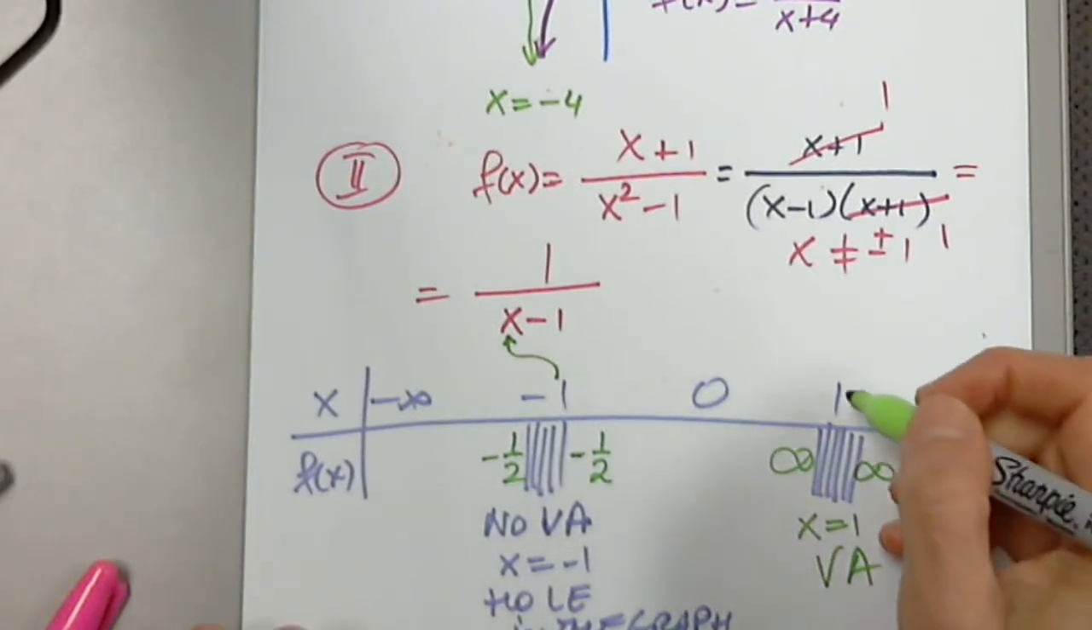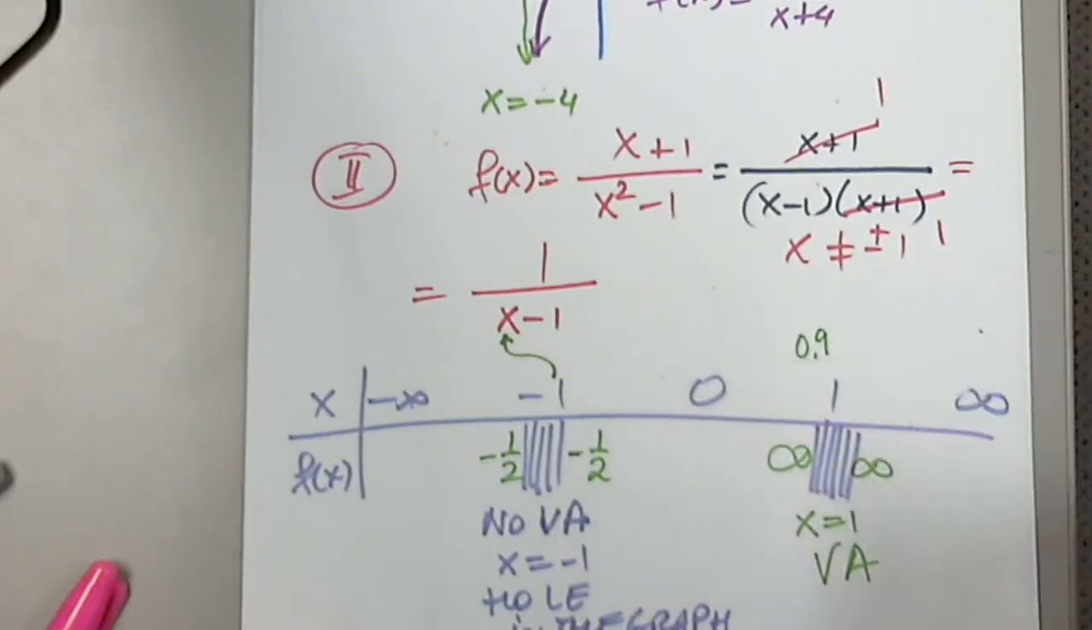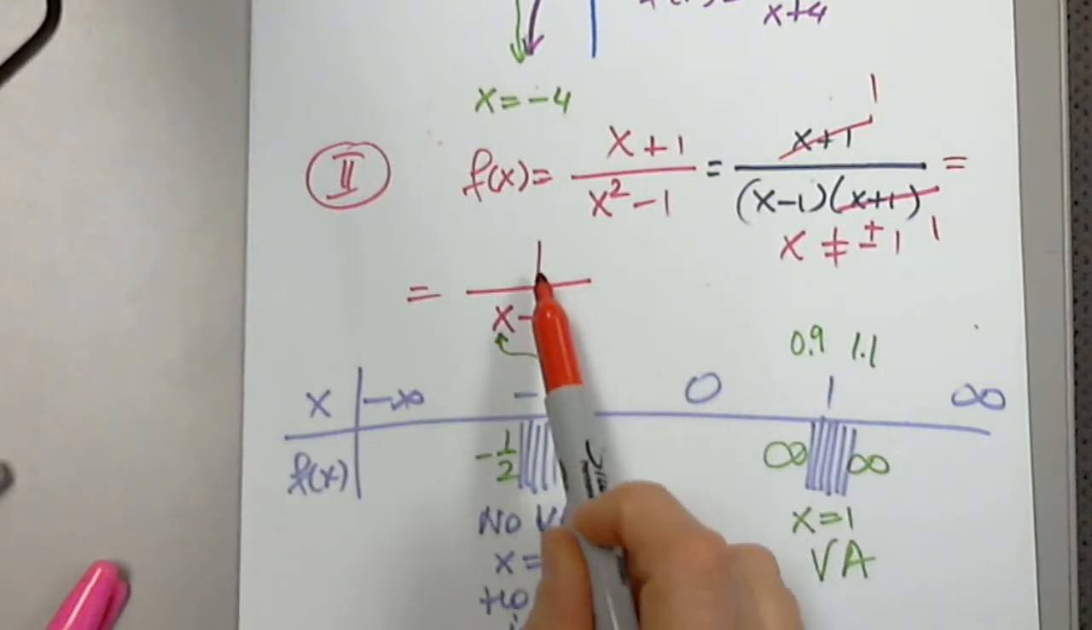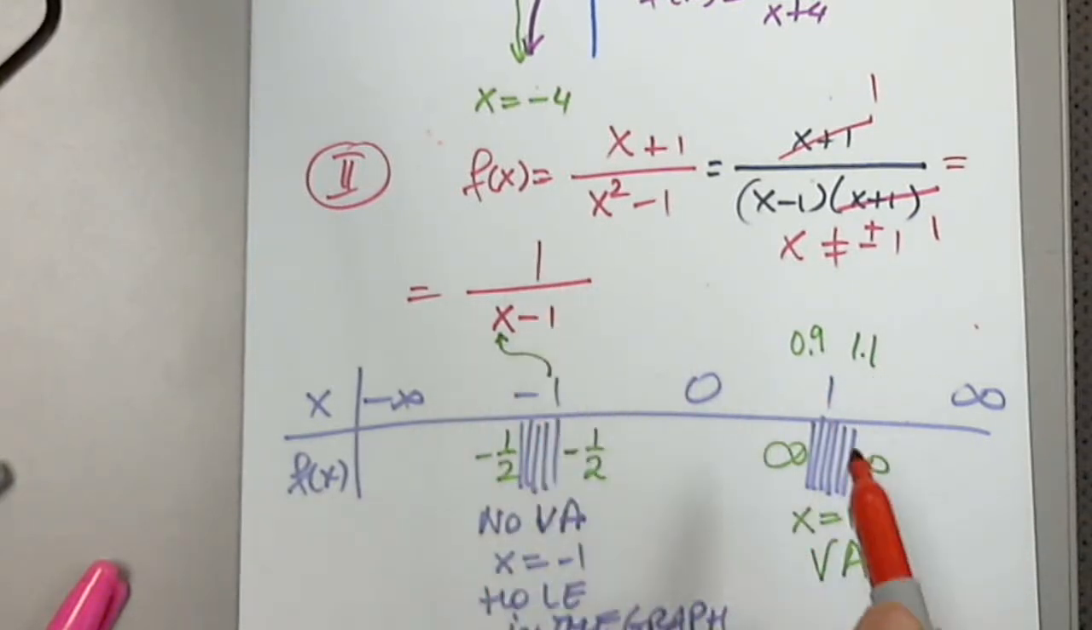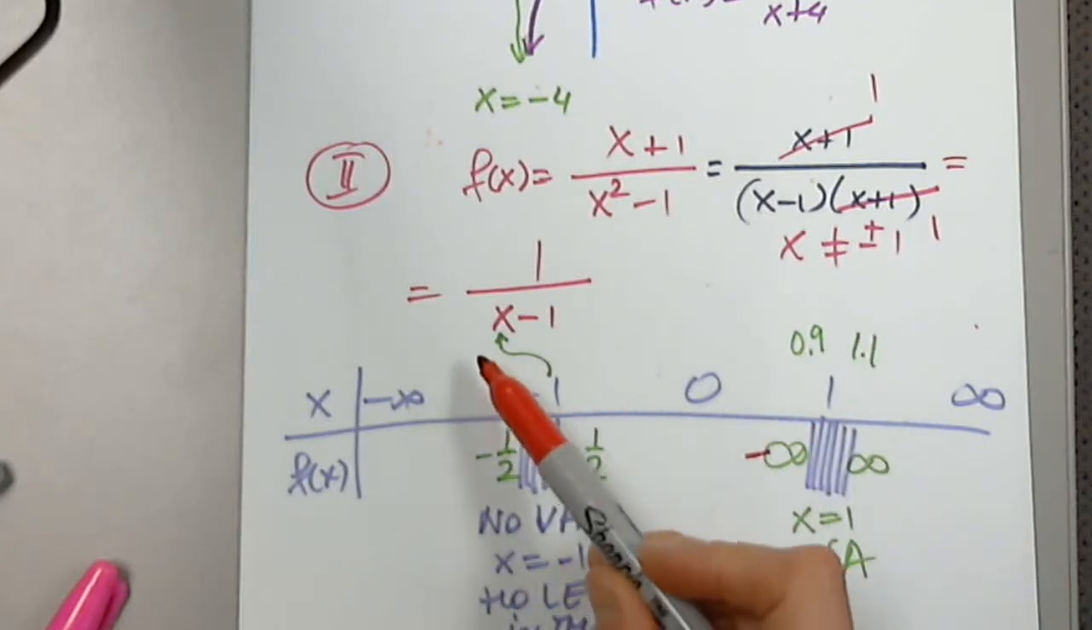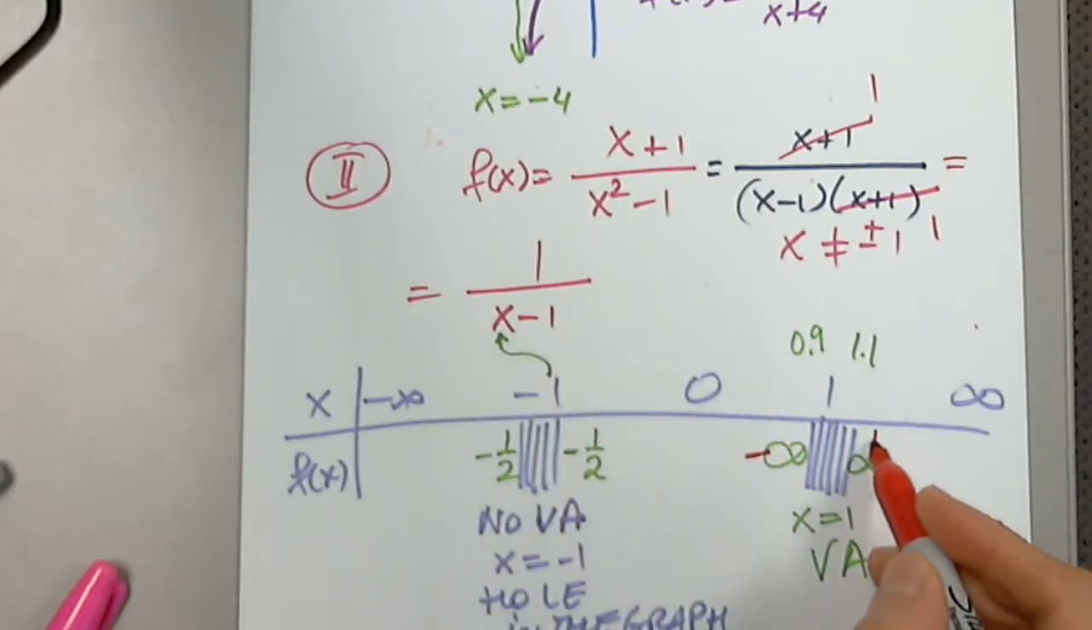Now, left and right of 1, I have to plug in 0.9 and 1.1 in order to identify the sign of the infinities. So let's plug in 0.9. Please tell me what happens when you plug in 0.9. What do we get? What is the sign? 1 over 0.9 minus 1. Sign: negative. 1.1 minus 1: positive.